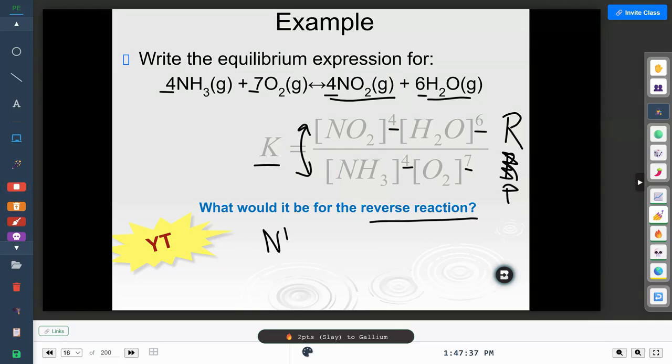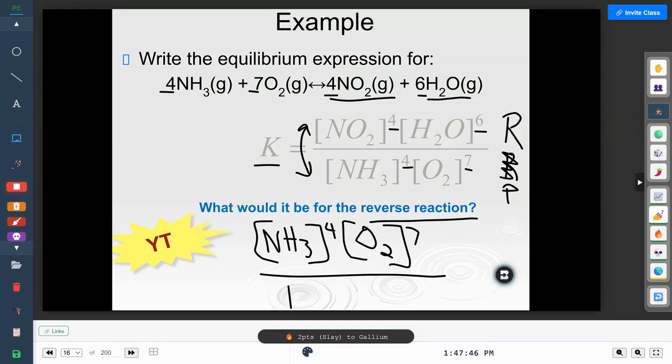And so now we'll have our NH3 and our O2 on top. And then on bottom, we have our NO2 and our H2O. Okay, so if I wanted to reverse that reaction, I just have to reverse our equation and flip that to an inverted equation. Questions on that?